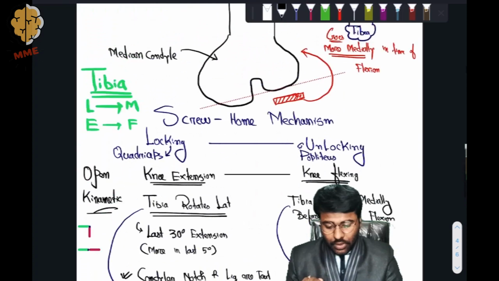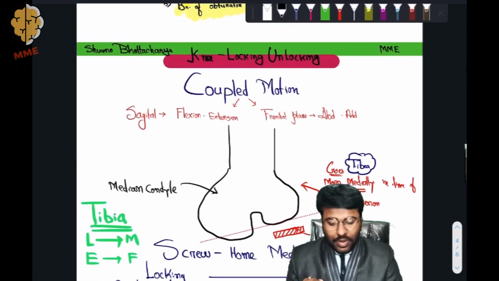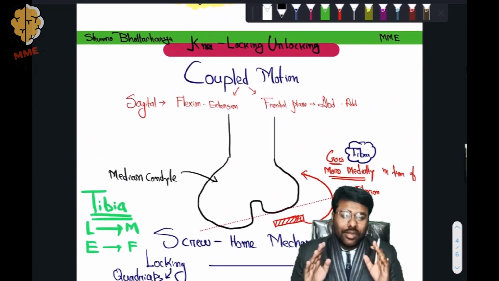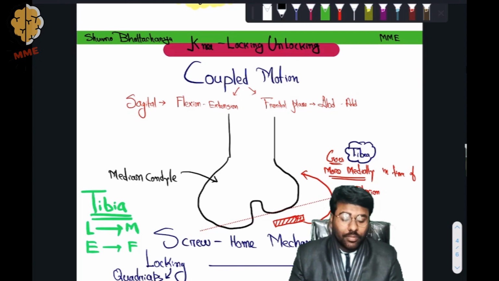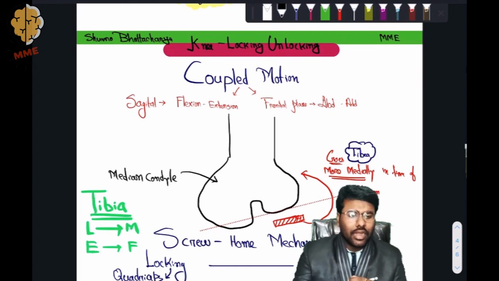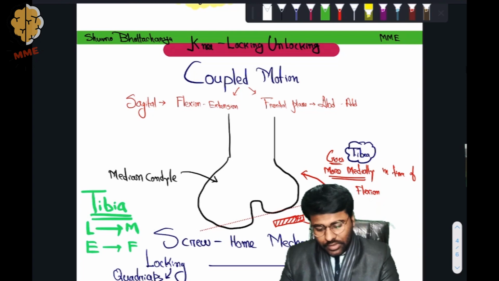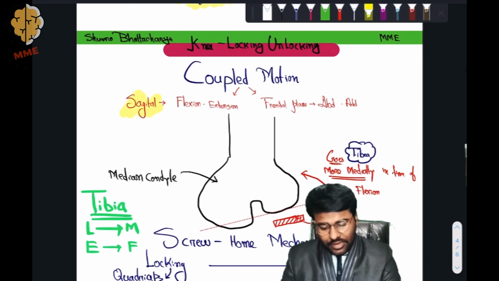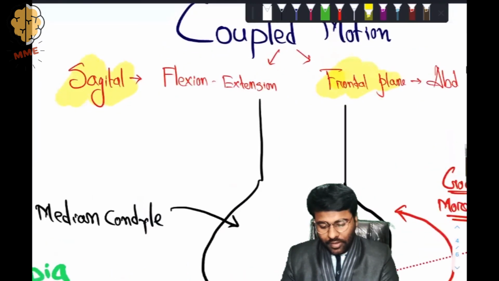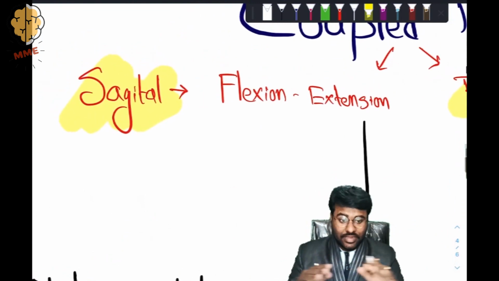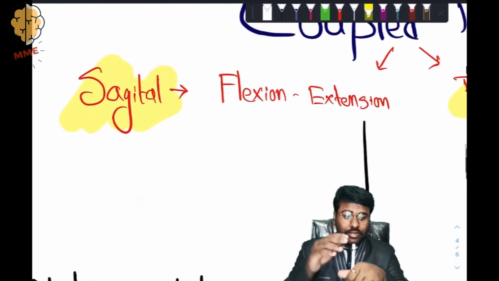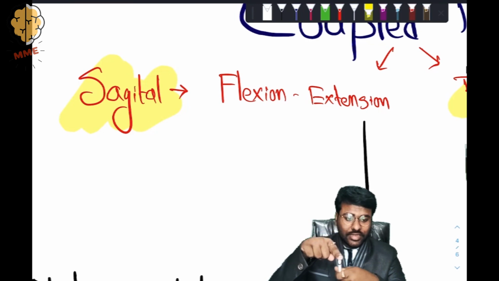Okay. Now coming to the most important part, the knee unlocking and locking mechanism. This is called the coupled motion. What is coupled motion? Who are the couple? First of all, there is a sagittal couple and there is a frontal couple. In the sagittal plane, the knee flexes and extends.